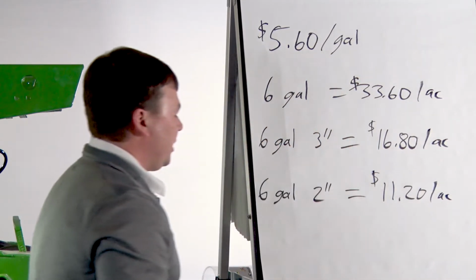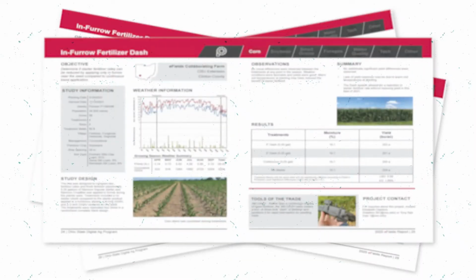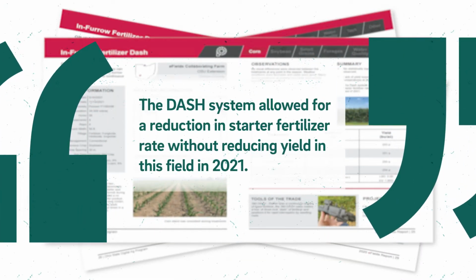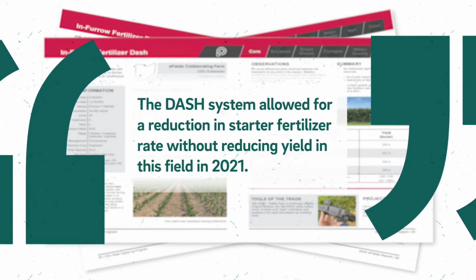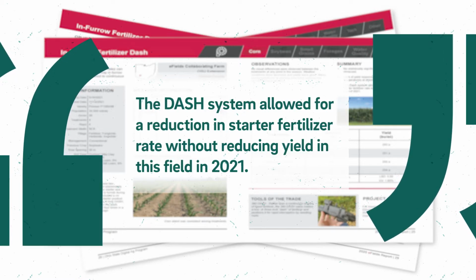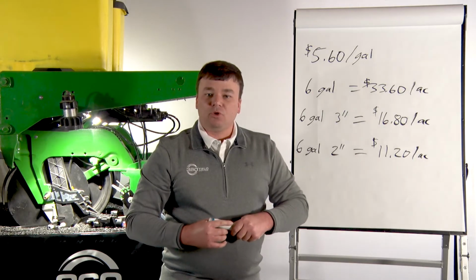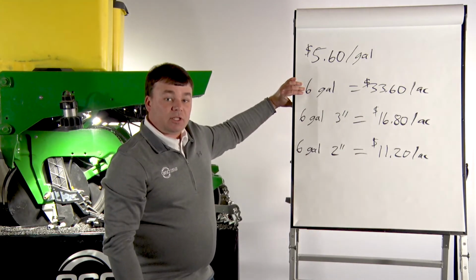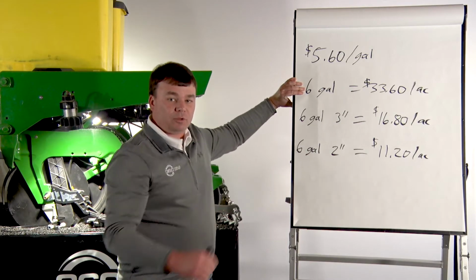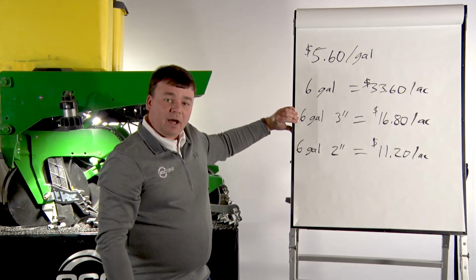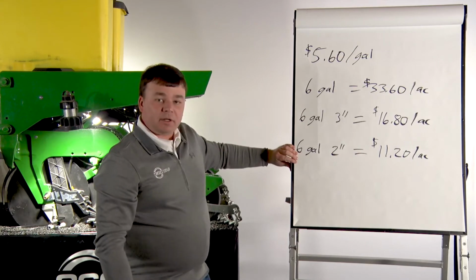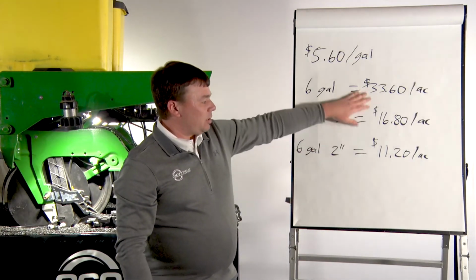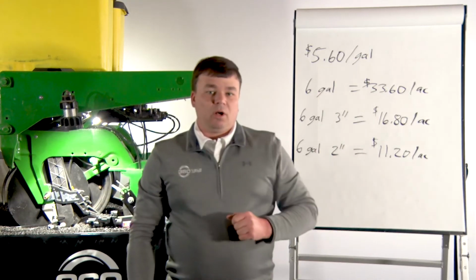Our goal is just to break even on yield. In fact, recent university studies have confirmed this. They're showing no statistically significant yield difference between continuous stream and dash applied starter. That would be a huge win for us, right? If we could say whatever gain we saw with 6 gallon continuous stream applied every inch of the furrow, if we cut that in half and can maintain yield, or we can cut it all the way down to 1/3 and maintain yield, as you can obviously see, our ROI is going up a lot.